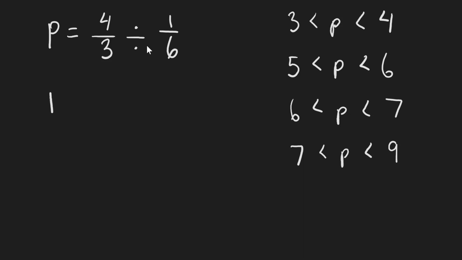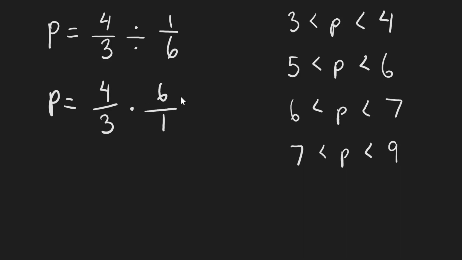We know that p is equal to 4/3 times 6/1. So when we divide fractions, we turn it into a multiplication problem. And all we need to do that is take the second fraction and take its reciprocal. So we make the numerator the denominator and the denominator the numerator. And so p is equal to 4/3 times 6/1.